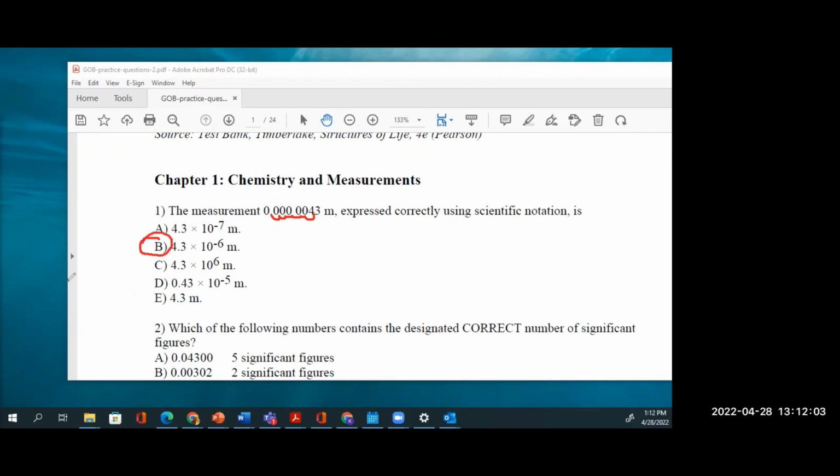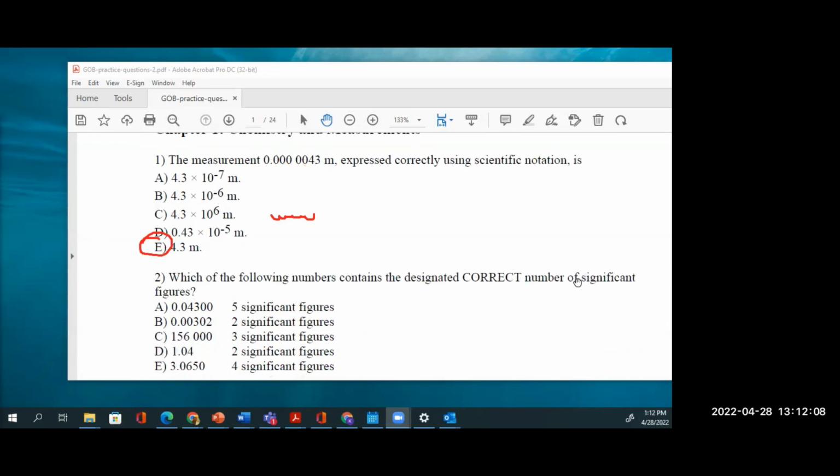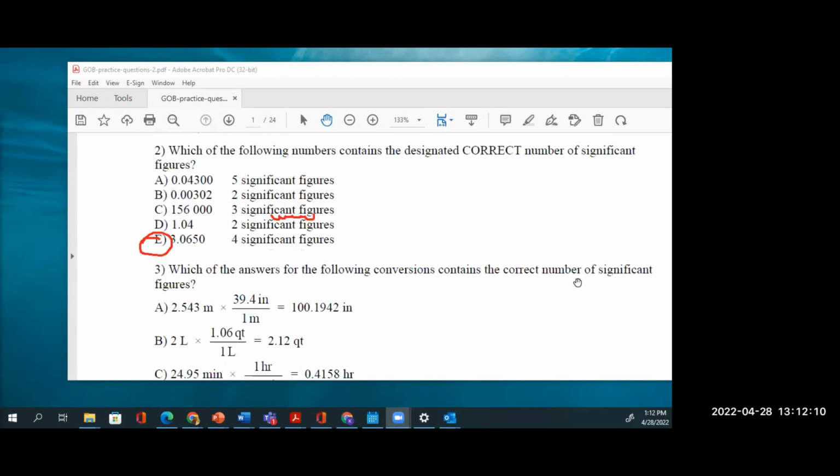Piece of cake? You're like, man, I wish they all were like this, right? Oh, sig figs. Yes, love this, right?